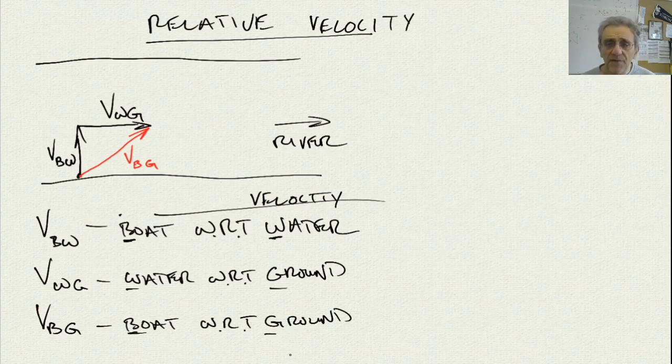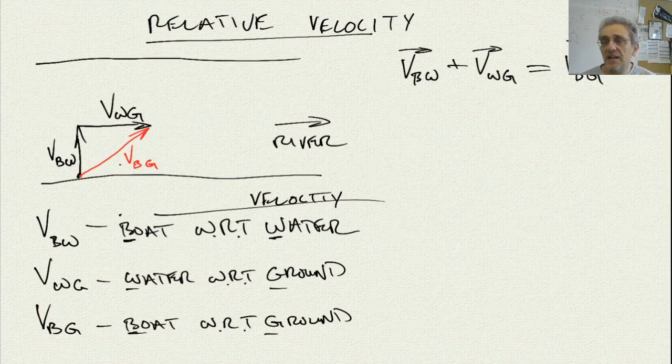Now, if I was to write this equation out, I can tell from this diagram that if I write this out correctly, I have VBW plus VWG, because I'm adding those head to tail, and that's going to give me my resultant, which is VBG. Now, I know that these are correct because I can see this on my diagram, but is there a way that I can verify that the subscripts are correct even without having the diagram? And the answer is yes, there is, and this is another type of pattern recognition.